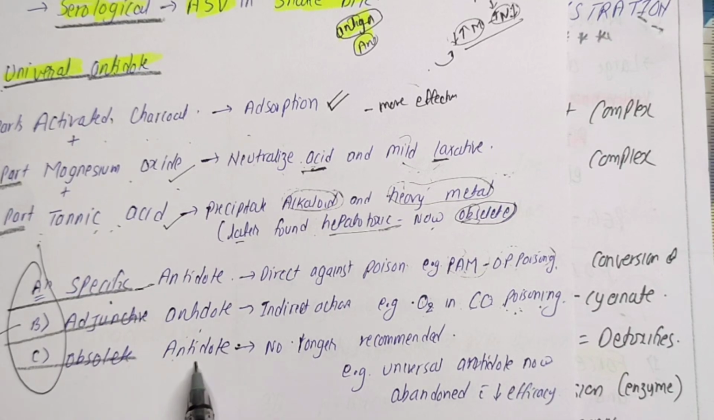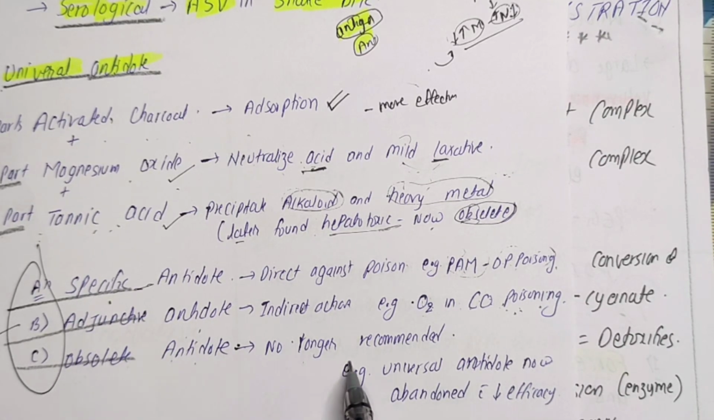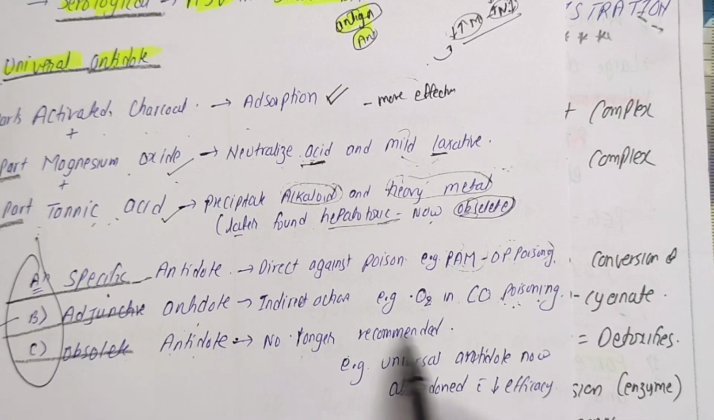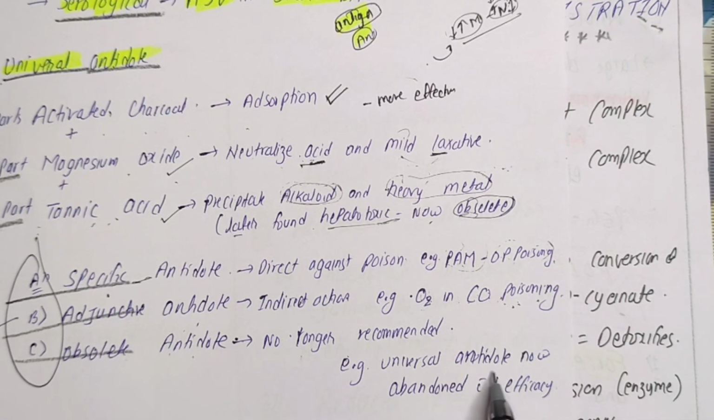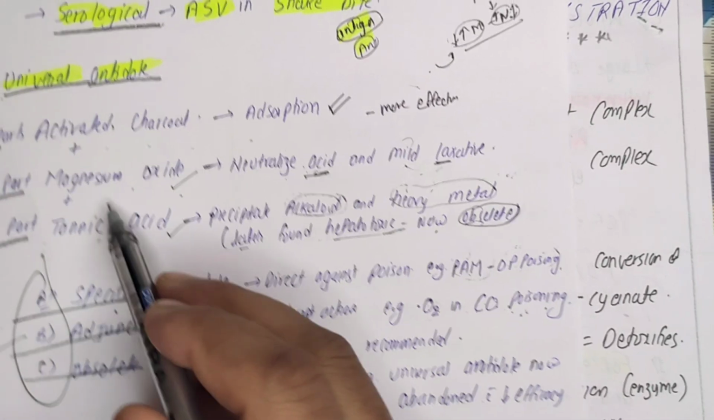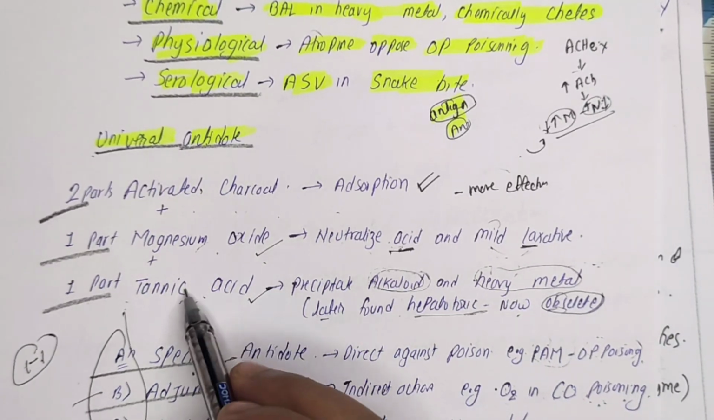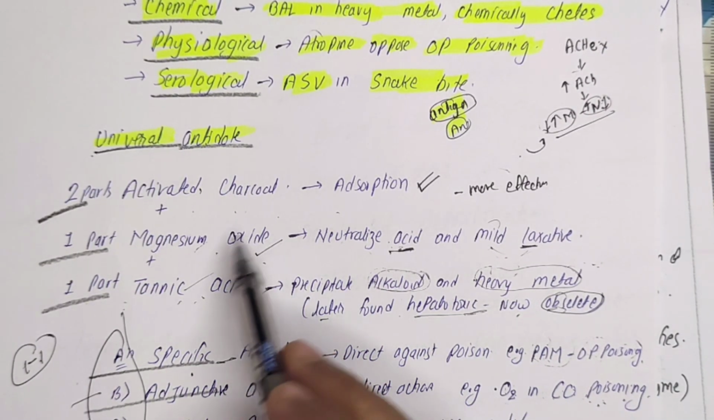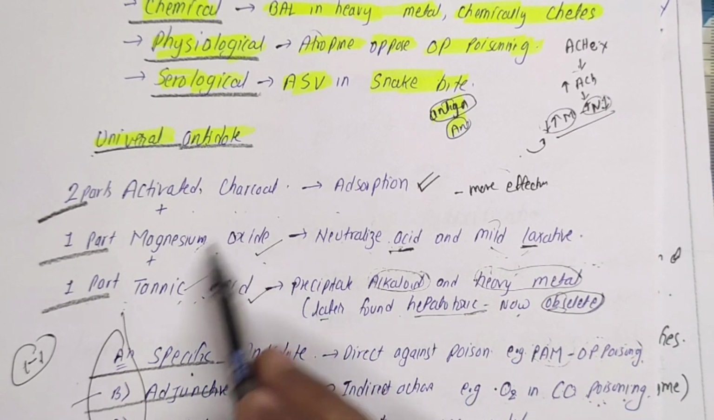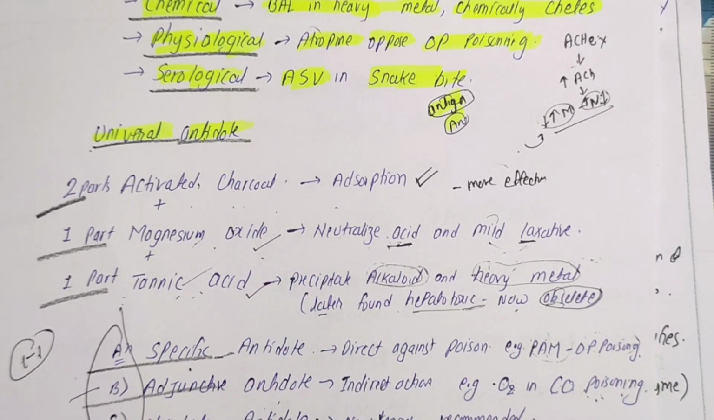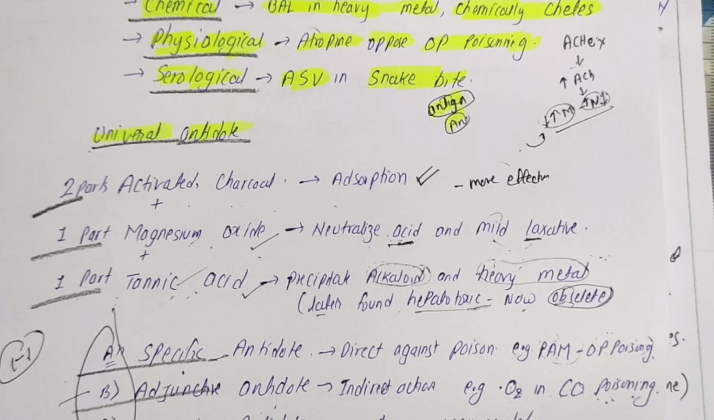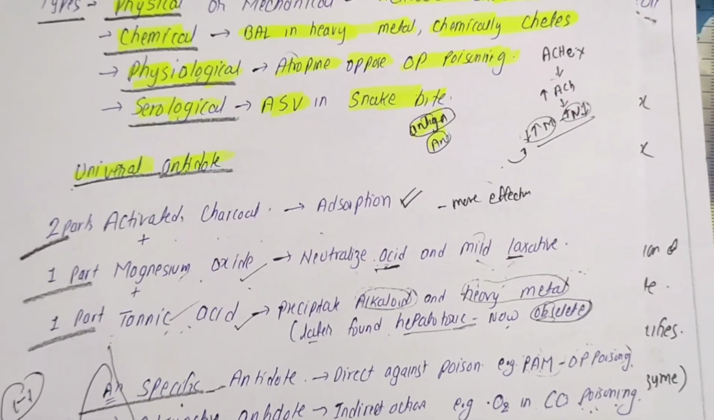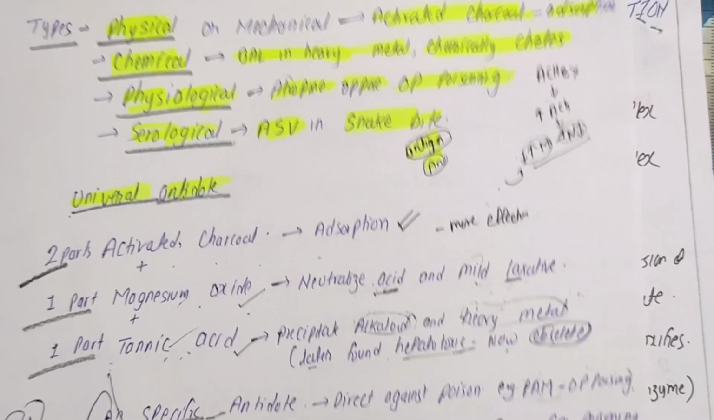Now the third is the obsolete antidote, which used to be used earlier. As medical science is advancing, we are no longer recommending them. Example, in the universal antidote we have given magnesium oxide and tannic acid. In the older days they used to be quite frequently used. Nowadays these two are removed, only activated charcoal we are using. Now this magnesium oxide and tannic acid are the obsolete antidotes. So this is how we can classify the antidote, right?